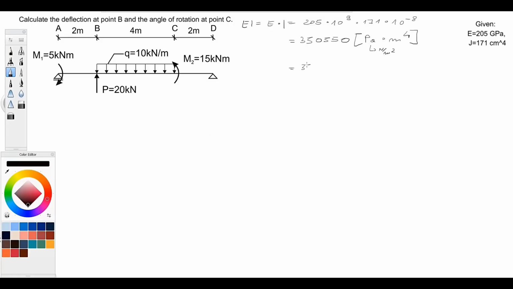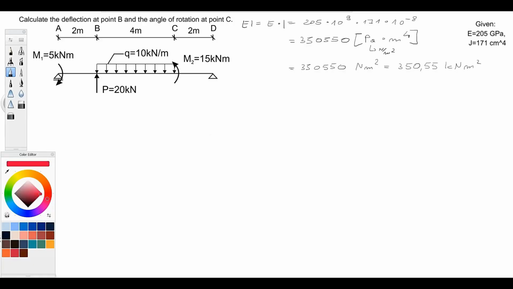So we got 350,550 Newton per square meter times meter to the 4th. The meters cancel out and we get Newton meter square. And as you probably remember, it's much more convenient to write newtons as kilonewtons in most of these problems. So I moved the decimal point 3 places and we get 355 kilonewton meter squared. These were preliminary calculations. We proceed to the main content of the task.